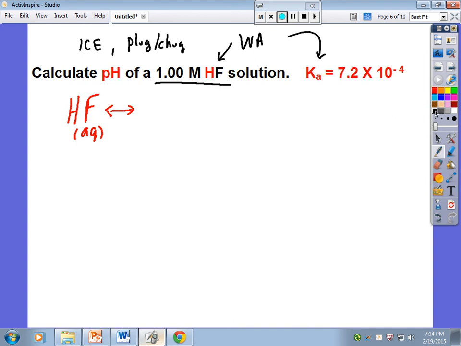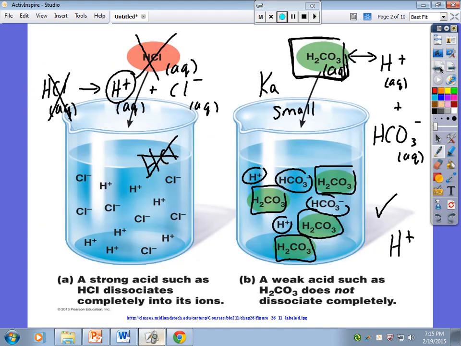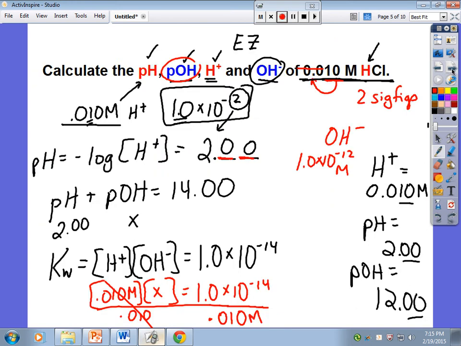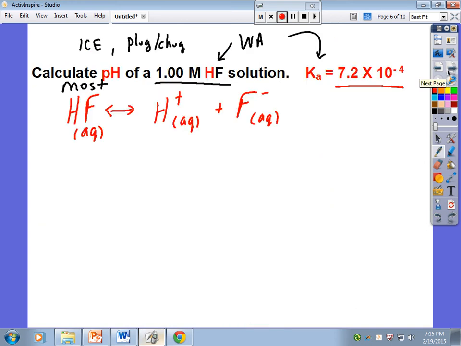Now what's that mean? That means I mostly have this. Mostly HF. Okay? What's it dissociate into? H plus ions and fluoride ions. But how many? Not many. How come? Because it's a weak acid. This small value tells me I have mostly reactant and very little product. It means it's not a very good dissociator. Remember back here? Weak acids don't dissociate. They mostly stick together. You mostly have your reactant. That means I have very little hydrogen and very little fluoride.